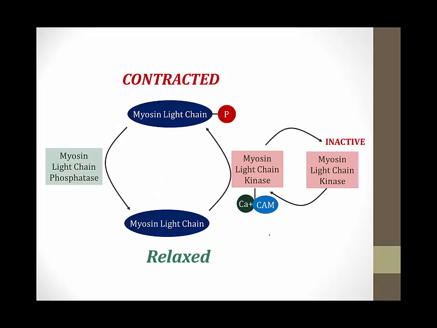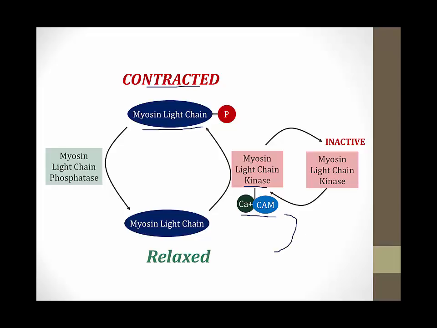I've added calcium and calmodulin to our picture here to make this more clear. When calcium and calmodulin interact with myosin light chain kinase, they make the enzyme more active. That leads to more phosphorylation of myosin light chain, and that leads to contraction. When there isn't much calcium around, then myosin light chain kinase is less active and there's less contraction.